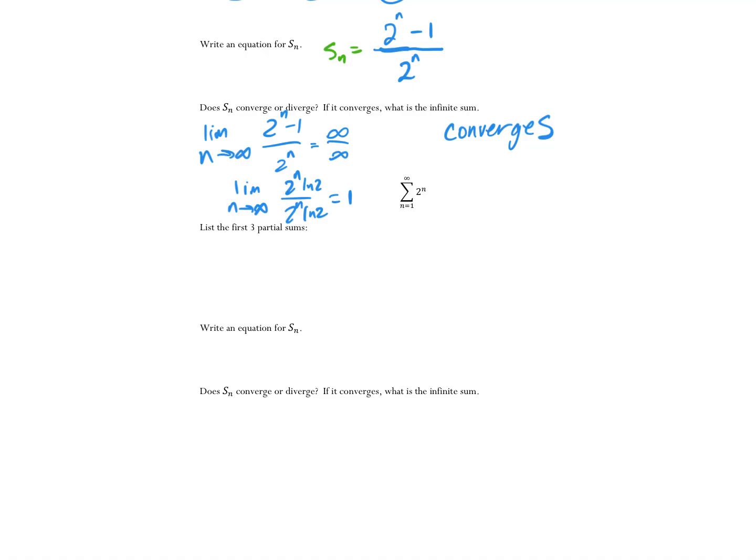So if I'm doing 2 to the n, and I'm finding my first three partial sums, I'm going to find my first three terms. 2 to the 1 is 2, 2 to the second is 4, 2 to the third is 8, yeah? So S1 would be 2, S2 would be 6, S3 would be 12. No, I lied, 14.